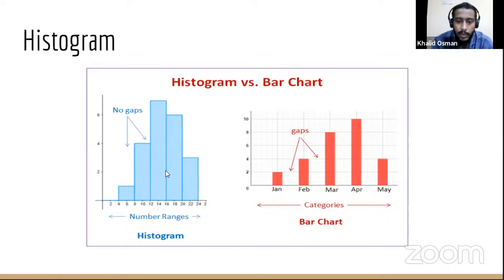Both of these charts are very easy to comprehend. You can just look at the bars, and you will get the results.